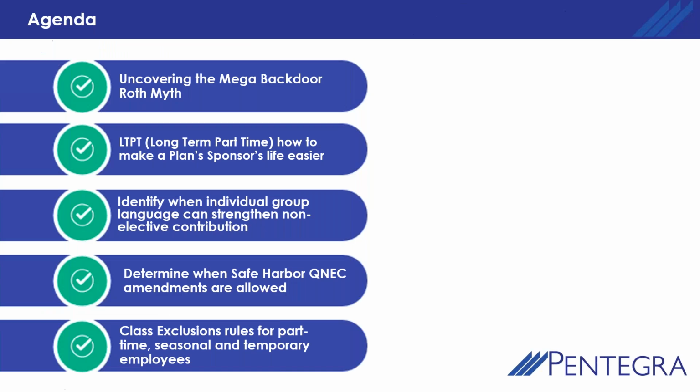We are going to go over 5 main topics within plan design. The mega backdoor Roth, long-term part-time, identifying when individual group language can strengthen your non-elective contribution, determining when a safe harbor CUNIC amendment is allowed and when to use it. And then lastly, we'll discuss class exclusions for part-time, seasonal, temporary employees and other excludable classes and how that impacts testing.